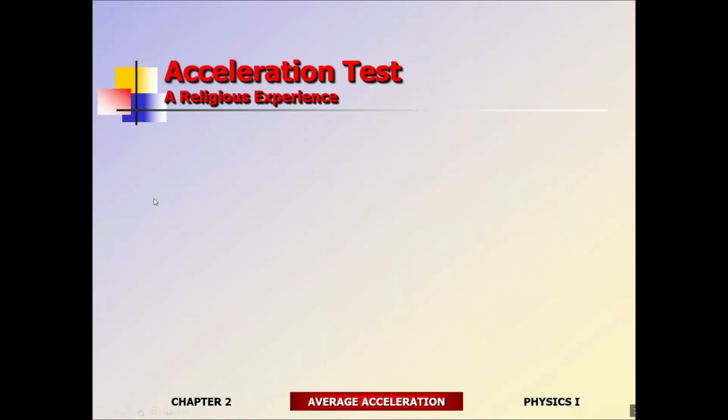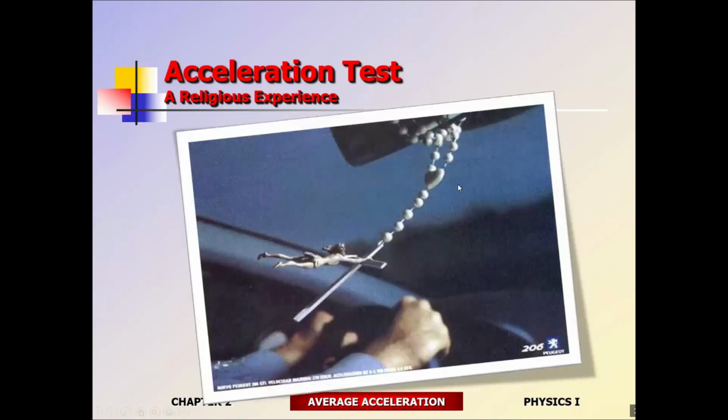Those of you who are religious, watch Jesus accelerate. Notice that Jesus is having a hard time keeping up with his cross. The acceleration could be a religious experience.